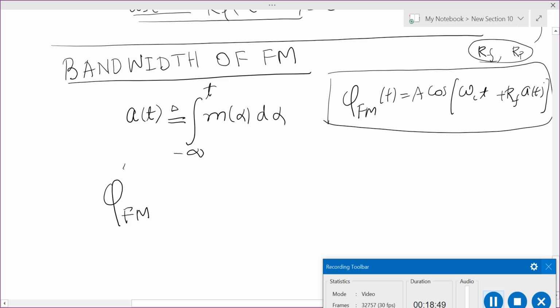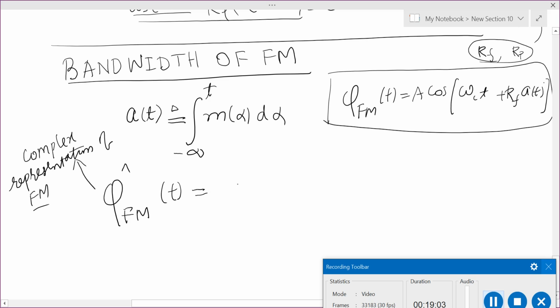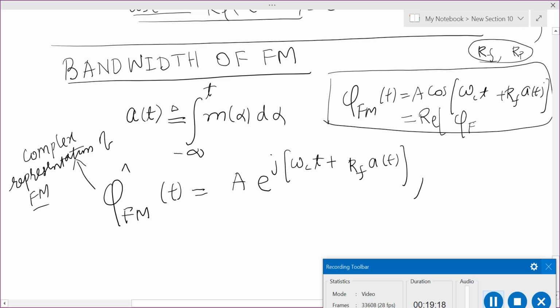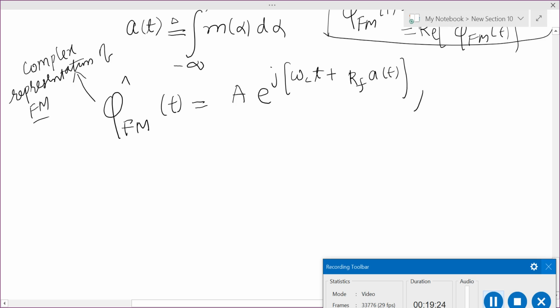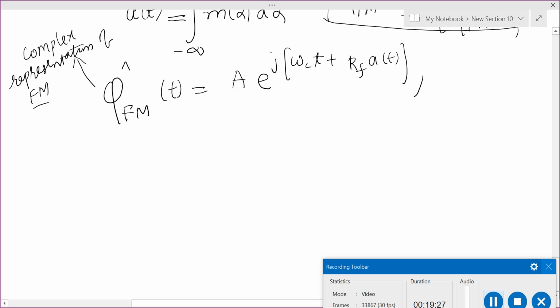So the complex equivalent, or complex representation, of the FM signal will be equal to A e to the power j theta, where theta is omega ct plus kf a of t. Now you see, if you take the real part of this phi hat FM, you will get phi FM of t back. You will soon realize why I have done this, because it will help in deriving the bandwidth easily as compared to the cosine formulation of FM.